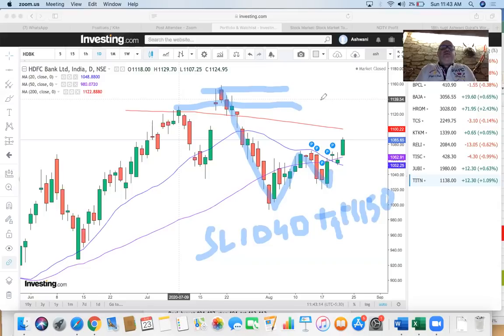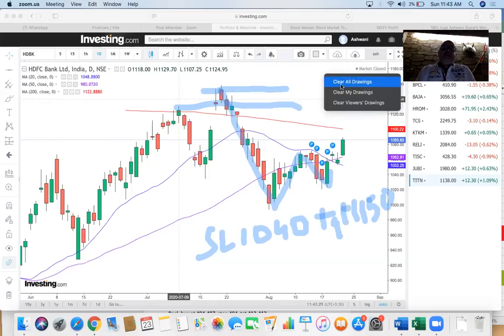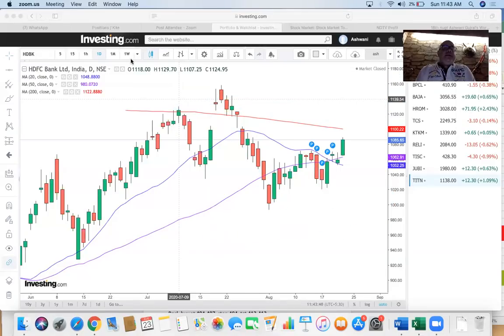Okay, this concludes our swing trading list for the week. See, swing trades are not day trades, so you may not get a similar quantity of swing trades every day. One or two, if we can figure out something, we'll give. But swing trading means holding and carrying positions. Okay. Now we come to the day trades.